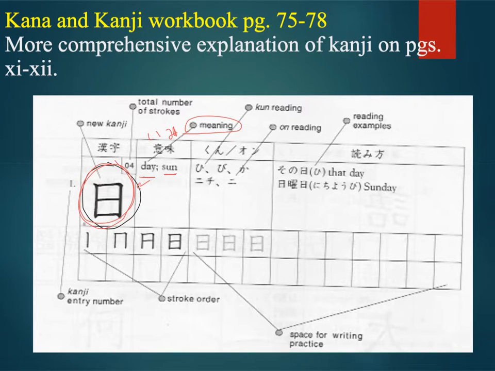And then something that is always really confusing for a lot of people is that kanji has multiple readings. That's because it was borrowed at different times in Japanese history. For example, this one is read hi, bi, and ka. And then here are some readings that are written in katakana, so you won't be able to actually read that. So it's nichi and ni. So what's the difference?